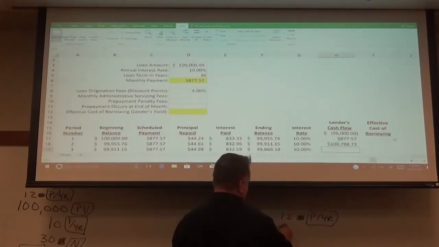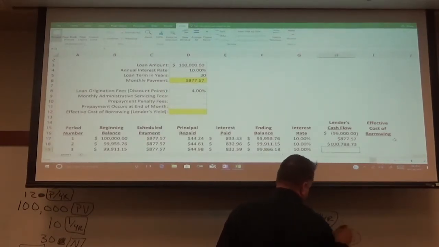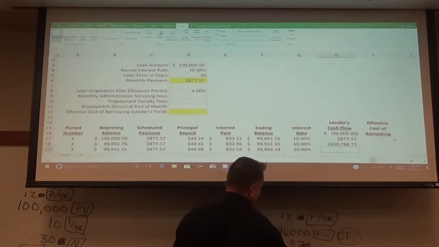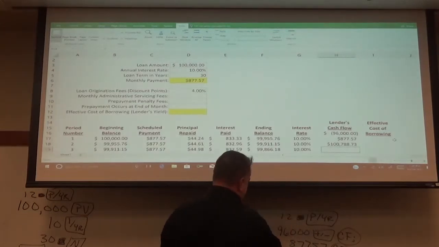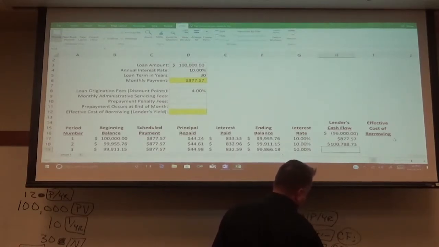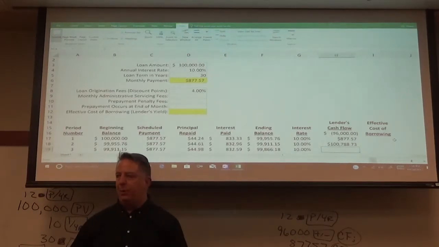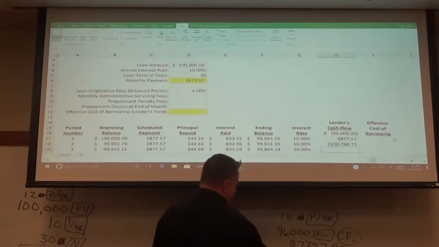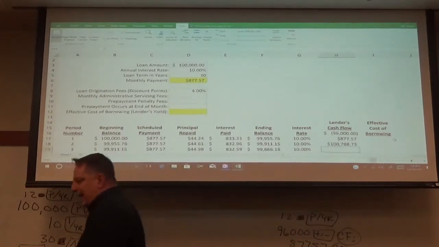Your initial cash outflow is going to be $96,000 as a negative cash flow, and then you're going to have income for that 1 month of $877.57 as the lender, and then you're going to have $100,788.73 as a cash flow. Okay, those are going to be your 3 cash flows for a 2-month holding period. Does that make sense? Then you are simply going to solve for internal rate of return on your calculator. So let's just see what that number is.